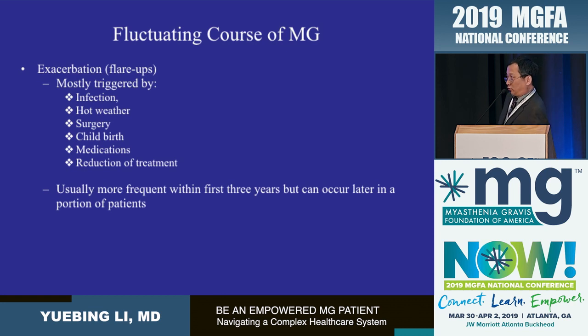MG has a fluctuating course. It can be triggered by infection, hot weather, surgeries, childbirth, medications, and reduction of treatment. Those are the things you need to pay attention to and try to avoid if possible. Again, usually these fluctuations occur within the first 3 years of the course.